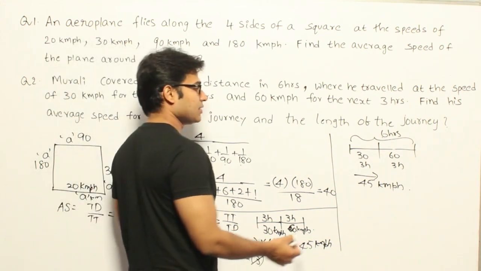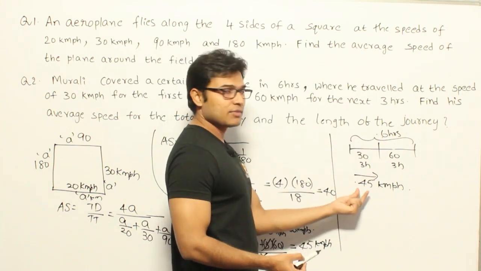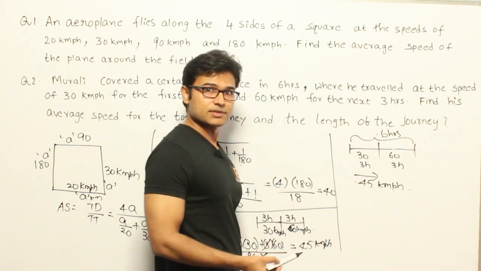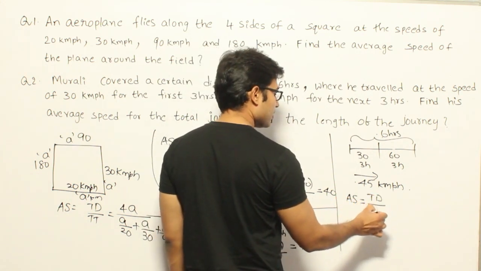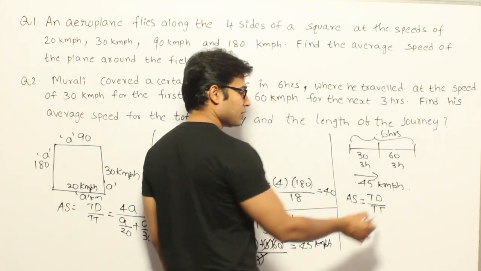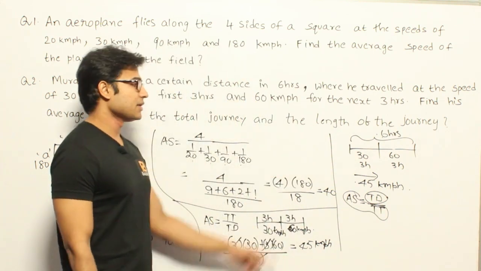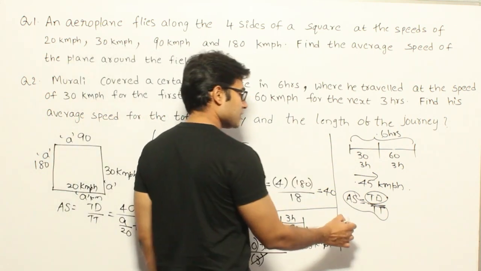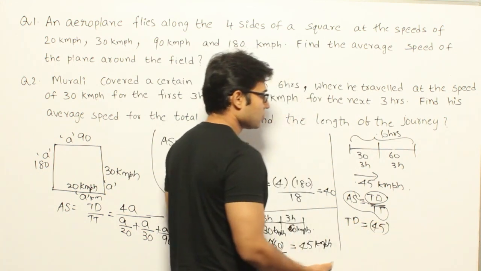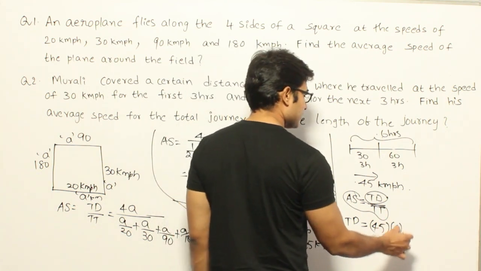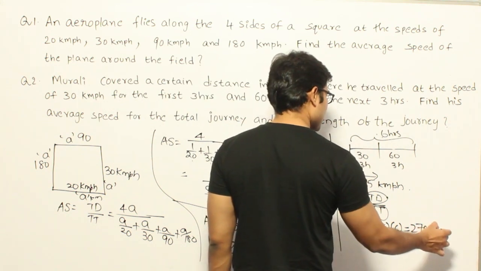Now, what is the length of the journey? You have to multiply these two, speed into time. Total time into average speed is going to give you total distance, isn't it? See, what is the average speed? Average speed equals total distance divided by total time, right? Now from this we can say that total distance equals average speed into total time, isn't it? So that is the intuition behind it. Now what is the total distance? Total distance equals average speed, 45 kilometers per hour, into total time. What is the total time here? 6 hours. So this is going to be 270 kilometers.